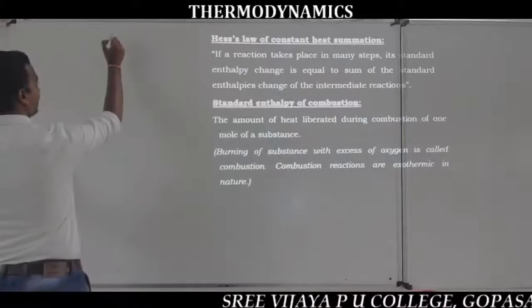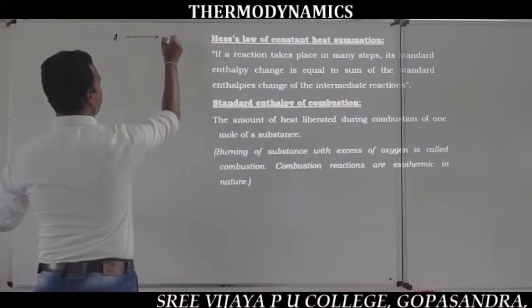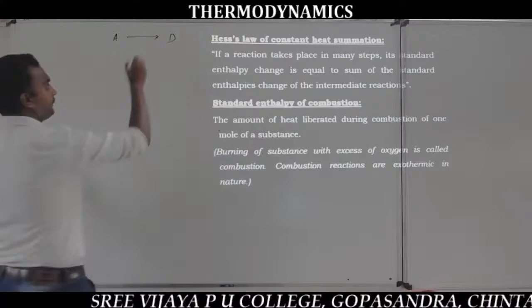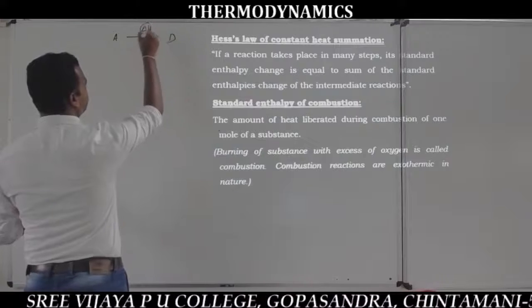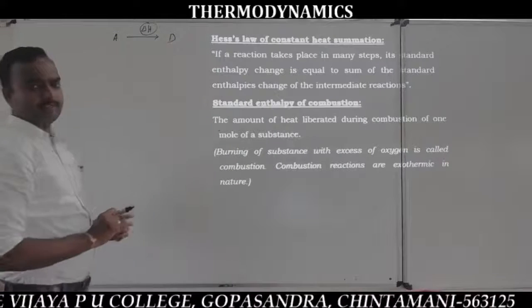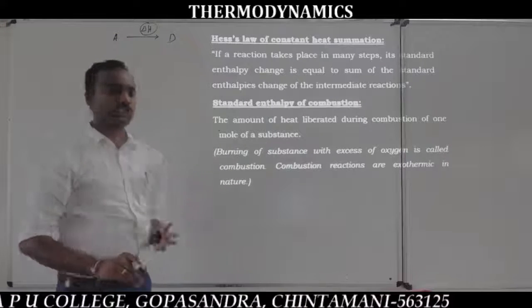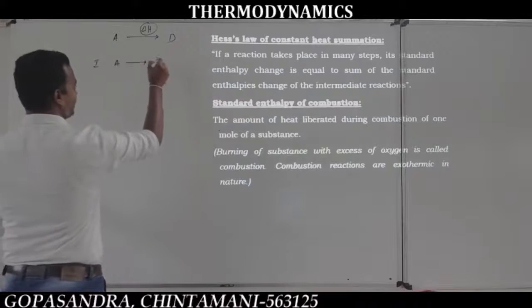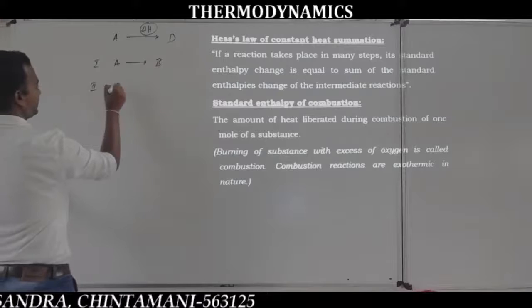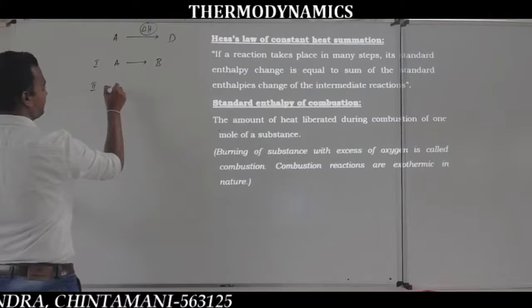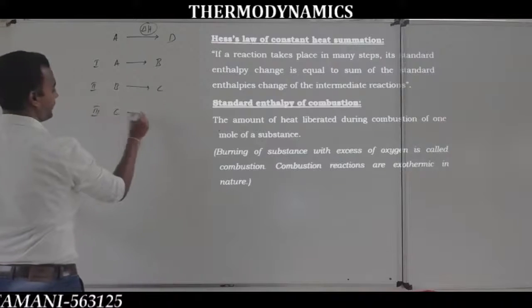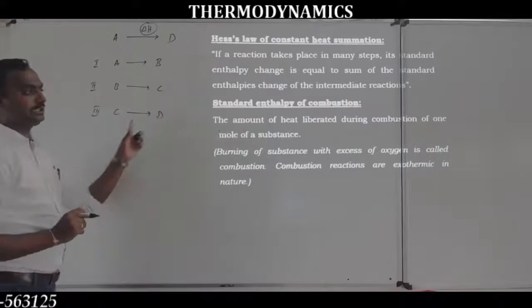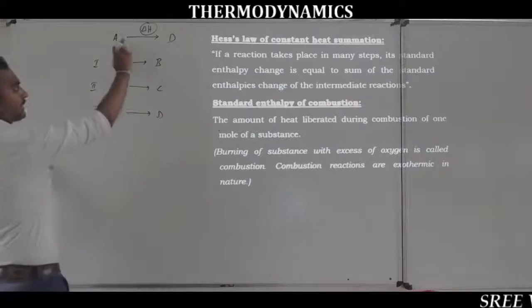So for example, A to D is one of the reactions. For this, I am going to calculate delta H. Now consider this is a multi-step reaction. A multi-step reaction is nothing but one that takes place in two or more steps. The first step is A converted into B. In the second step, B is converted into C. And in the third step, C is converted into D. These are called intermediate reactions. So the overall reaction is A to D.